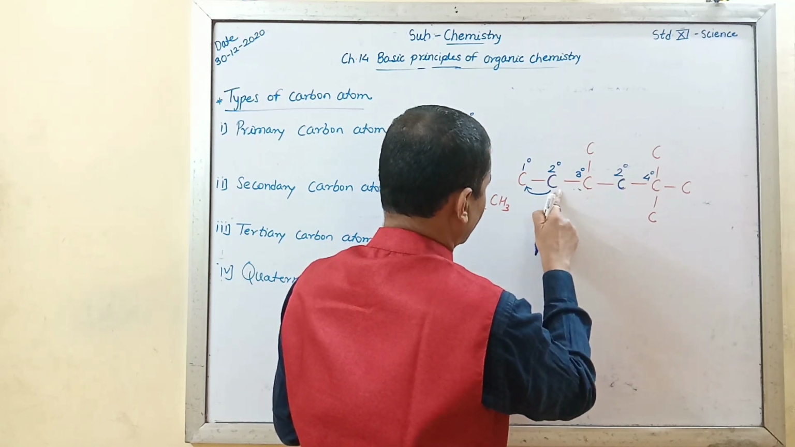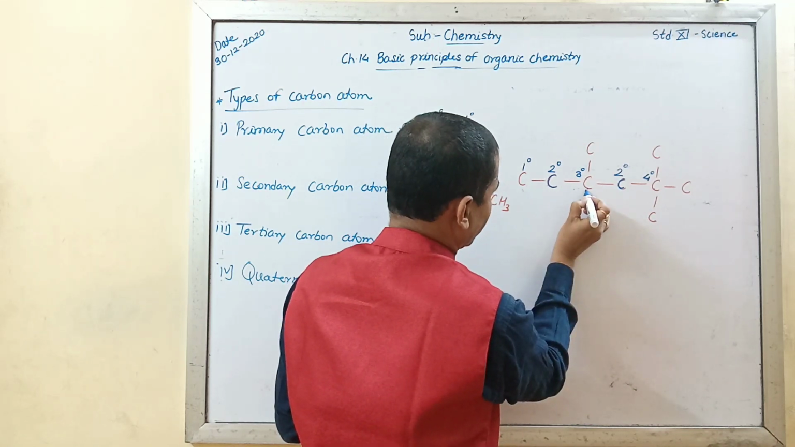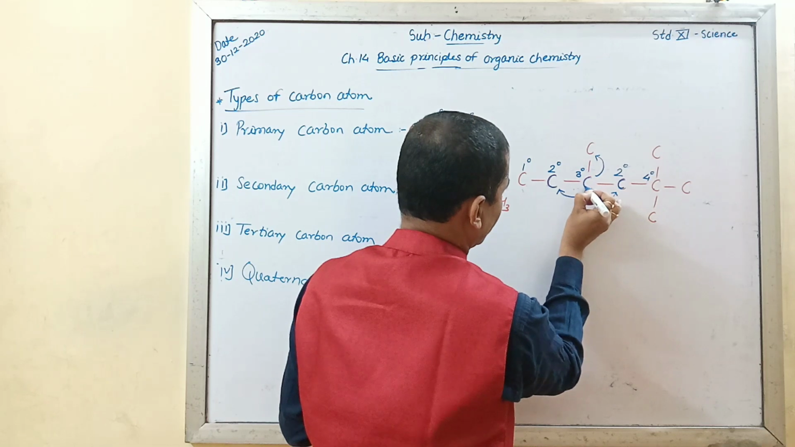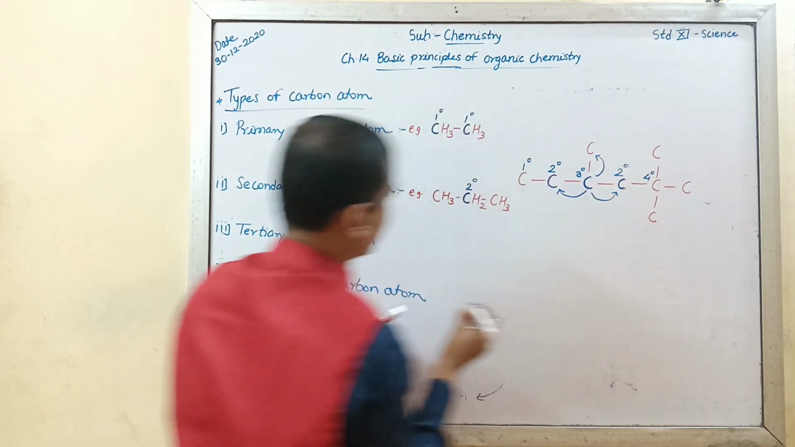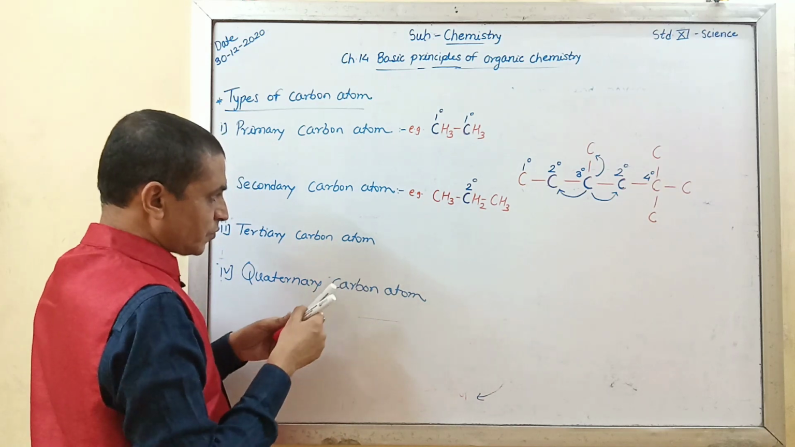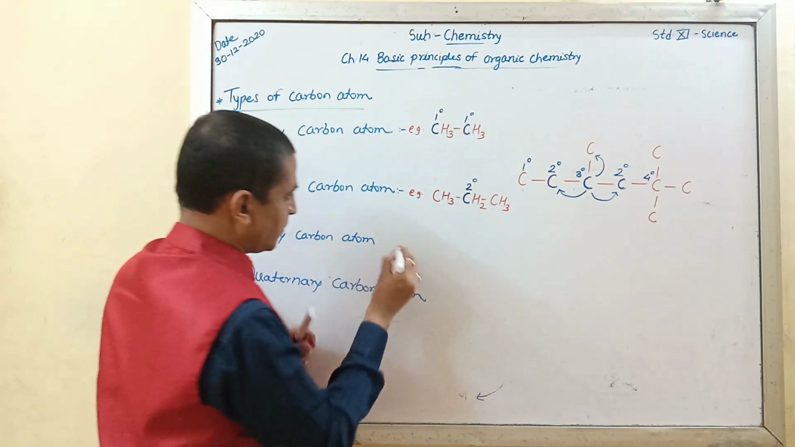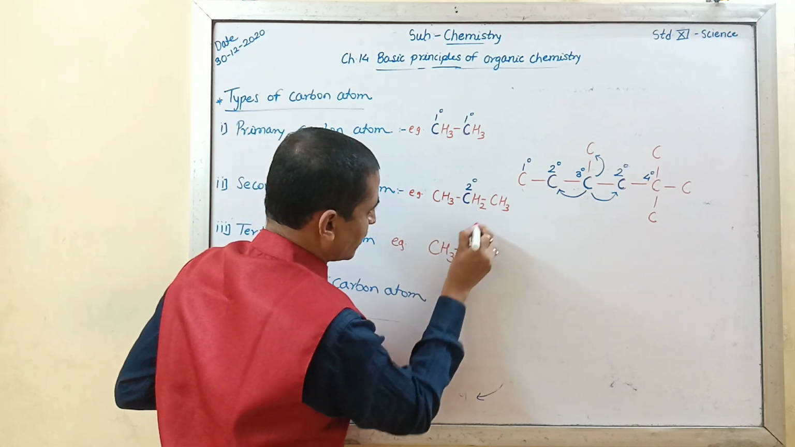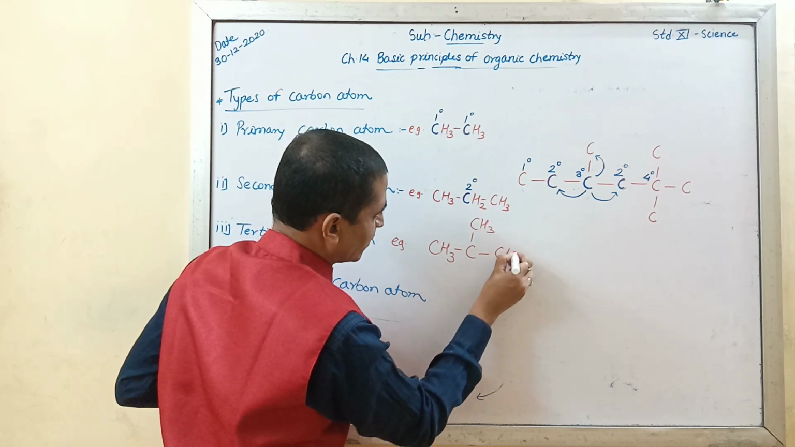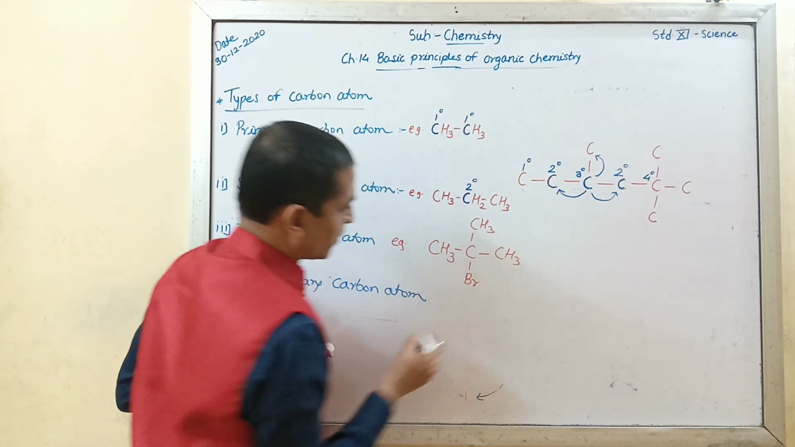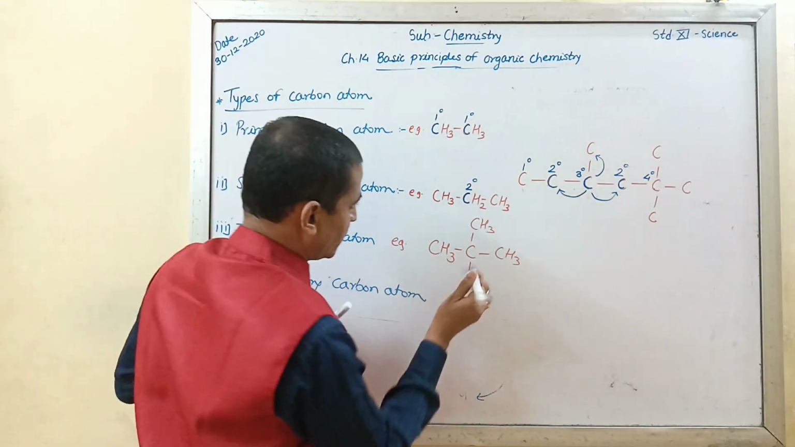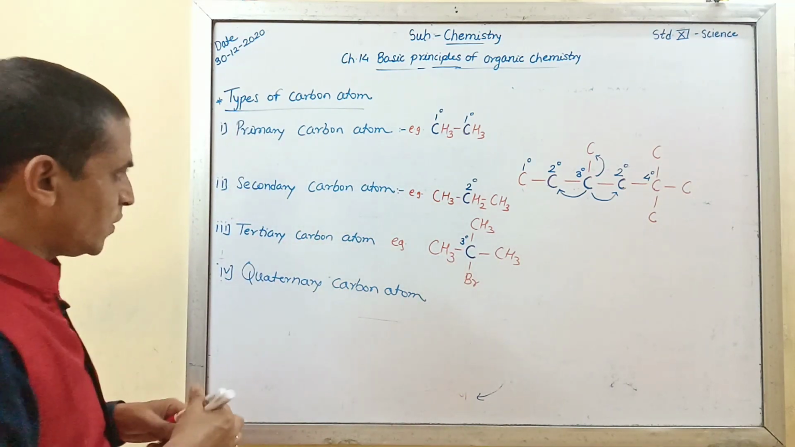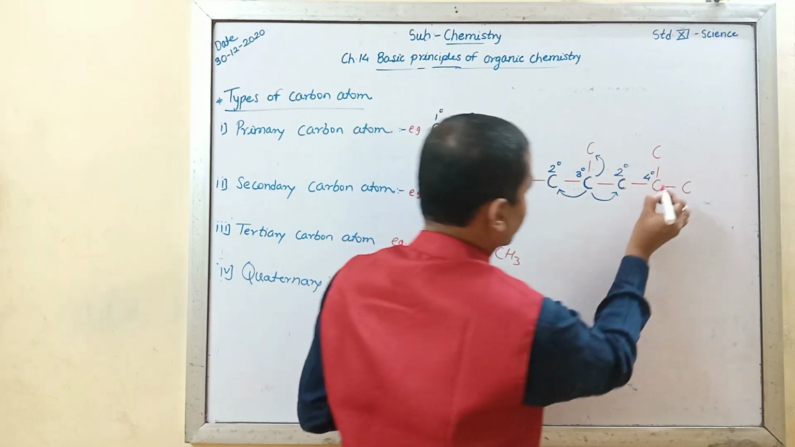Now see the third one. Here, this carbon atom is attached to 1, 2 and 3 carbon atoms, so it is what? Tertiary. So it is written as CH3, CH3, CH3, Br. Here, this carbon atom is what? Tertiary.